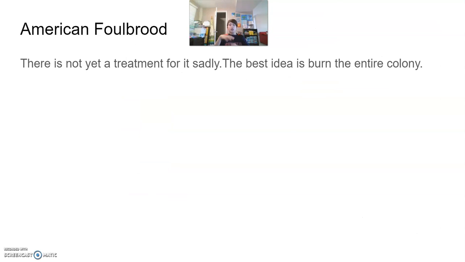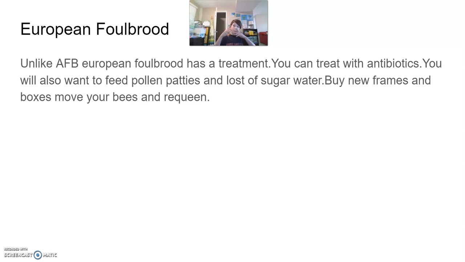So, varroa mites. American foulbrood. Sadly, there's not a treatment yet. The best idea is just to burn the entire colony and start all over again. European foulbrood: unlike American foulbrood, it has a treatment. You can treat it with antibiotics. You also want to feed pollen patties and lots of sugar water. Buy new frames and boxes. Set up a new hive, just as many boxes as they currently have, and move your bees. And then after you do that, requeen.